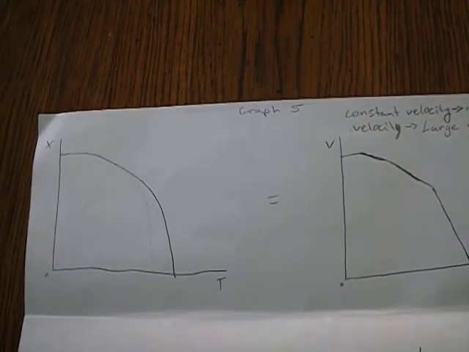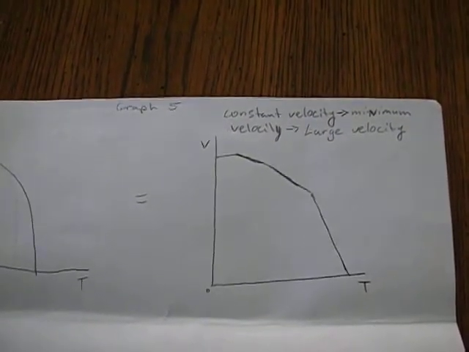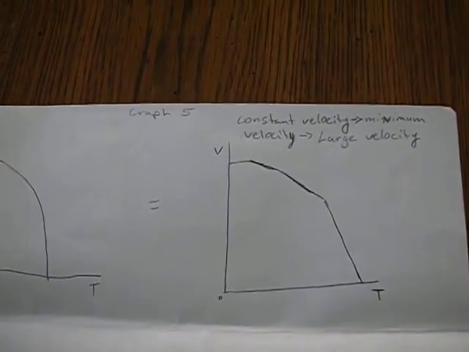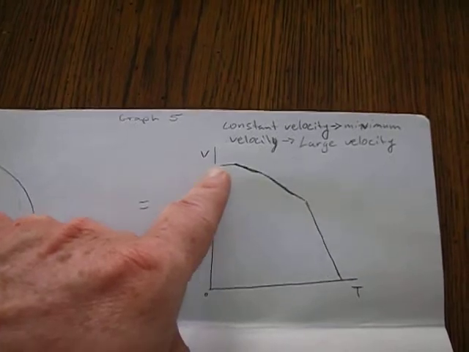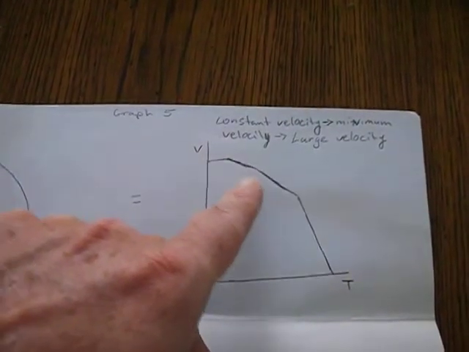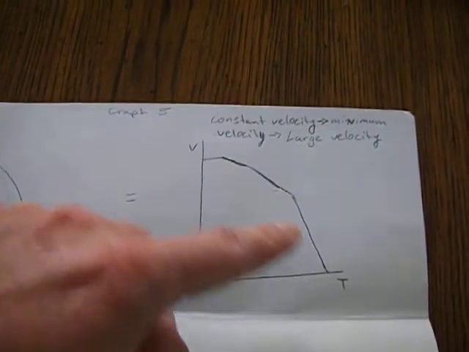Graph 5, position over time on the left, with the differential being a constant velocity at first, a minimum velocity, and then a large velocity. We got the constant velocity here in this little short distance, got a minimum velocity, and then even a larger velocity down here.